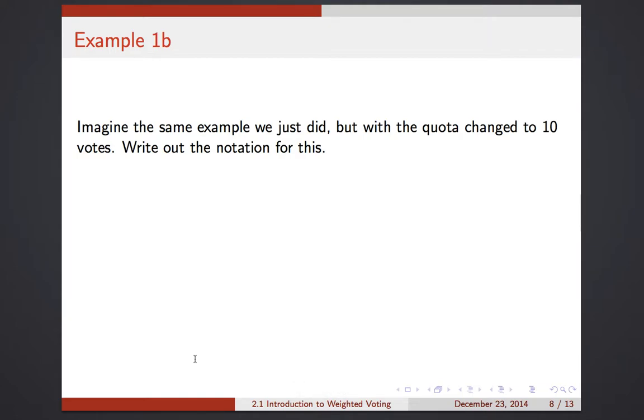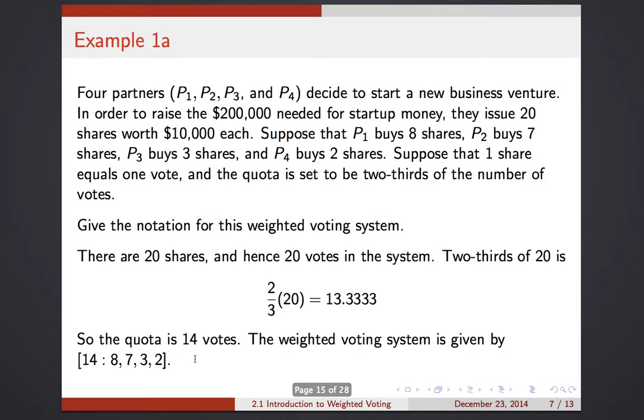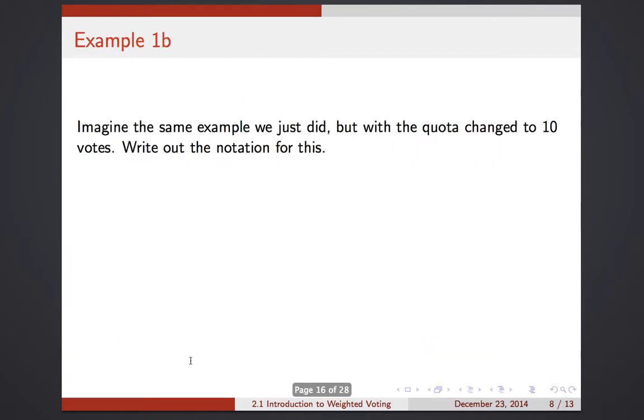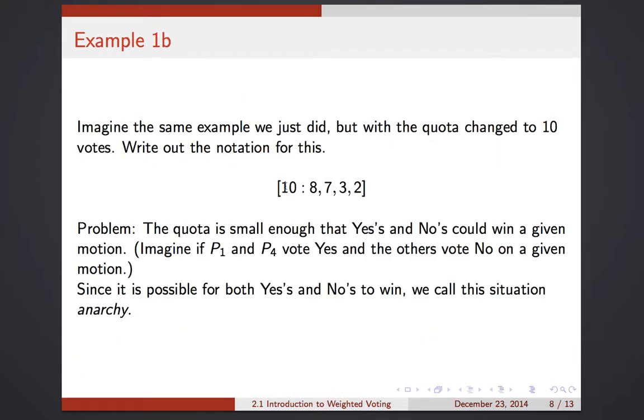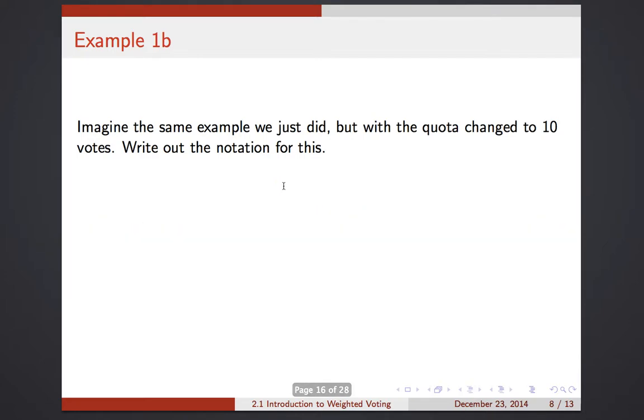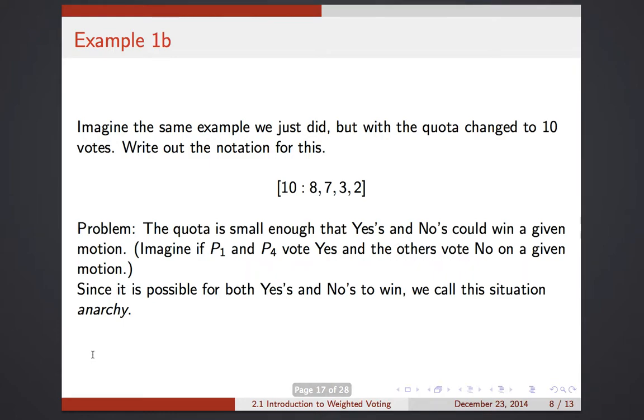Okay, so suppose we change the quota to 10 votes. Let's write out the notation for this. Here was the old notation, 14 votes to pass anything, 8, 7, 3, 2 are the players' weights. Well now, notice that the 14 has just been replaced with a 10. Okay, that's all that happened there, right? There used to be a 14 here. Now the 14 has been replaced with a 10.